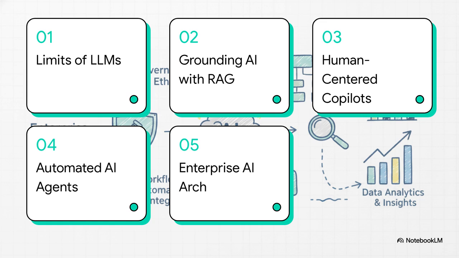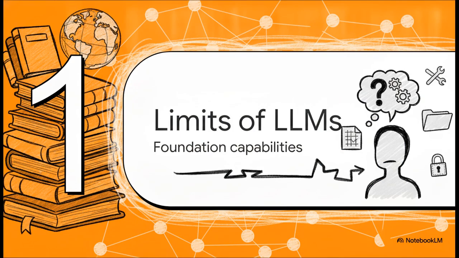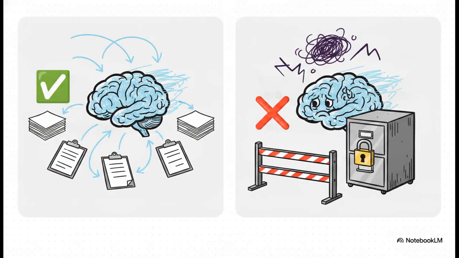Let's jump right in. Section 1. The limits of language models and foundation capabilities. To understand the foundation, let's look at the large language model, or LLM. I want you to think of an LLM as a highly capable but completely isolated new hire. They've got a brilliant vocabulary. They've literally read the entire internet, but they don't know a single thing about how your specific company actually runs.